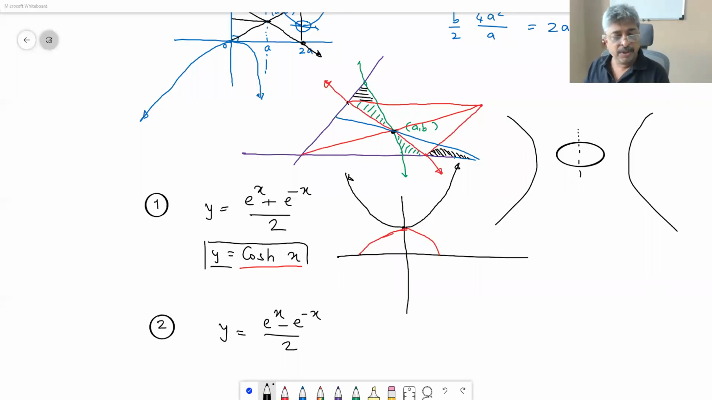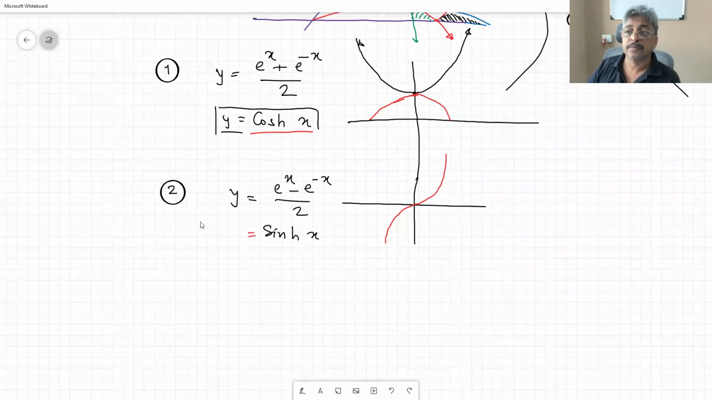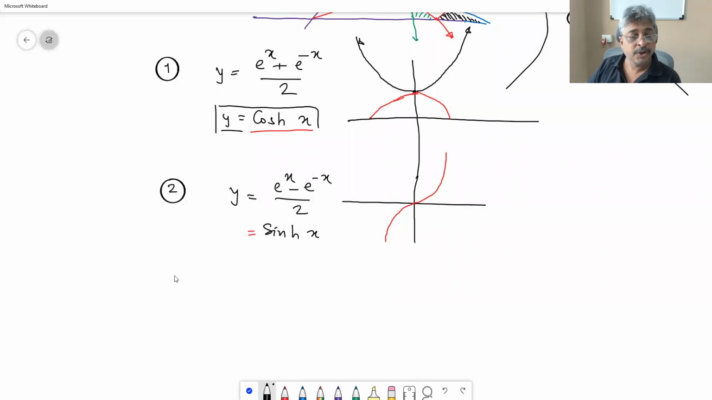Easy. So the graph of this looks like this. This function is also known as sine hyperbolic. Sine hyperbolic. Three.